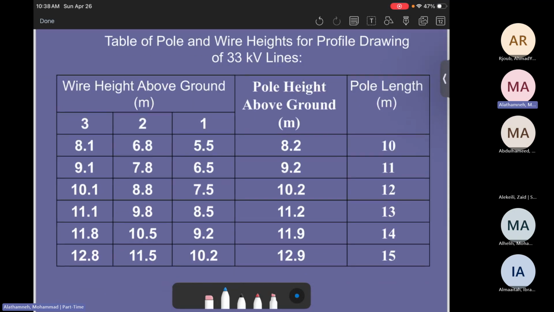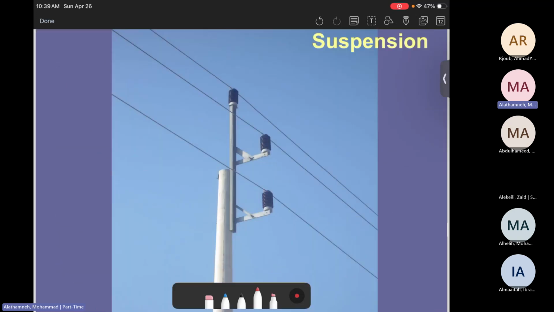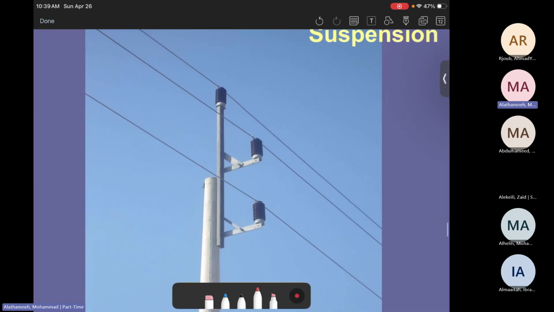Now, regarding the wire height above the ground for the 33 kilovolts. When we talk about 33 kilovolts, there is a pole length of 10 meters, 11 meters, up to 15. We already mentioned this in the previous slides. Now, let's look at the wire heights, phase A, B, C, or we call it 1, 2, 3. Here's phase A, phase B, phase C. 8.1, 6.8, 5.5, if we are talking about this one, suspension.